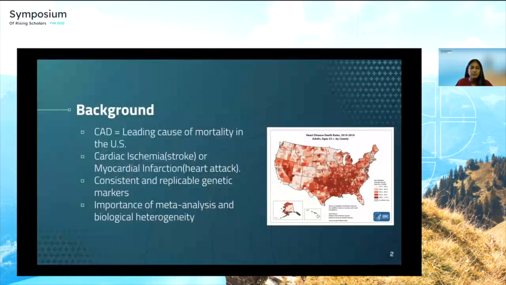To begin with a background, coronary artery disease, or CAD, is the leading cause of mortality in the United States, with over 3 million people diagnosed annually. CAD is caused by atherosclerosis, or arterial plaque buildup, and can eventually cause cardiac ischemia and myocardial infarction, which is a heart attack. Although certain genes have been found to be significantly correlated with CAD and MI, finding consistent and replicable genetic markers is key to finding patient and gene-specific treatments for this disease.